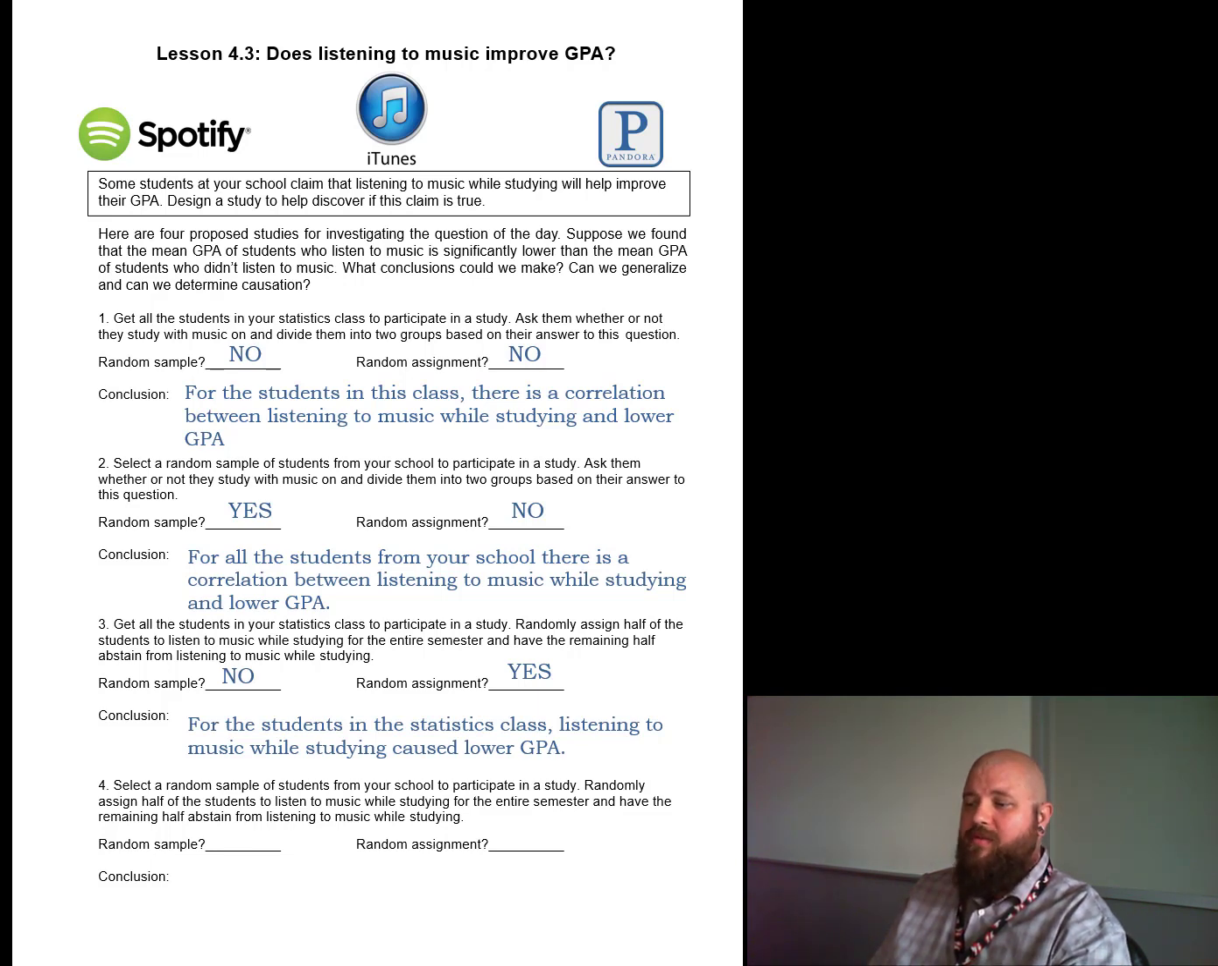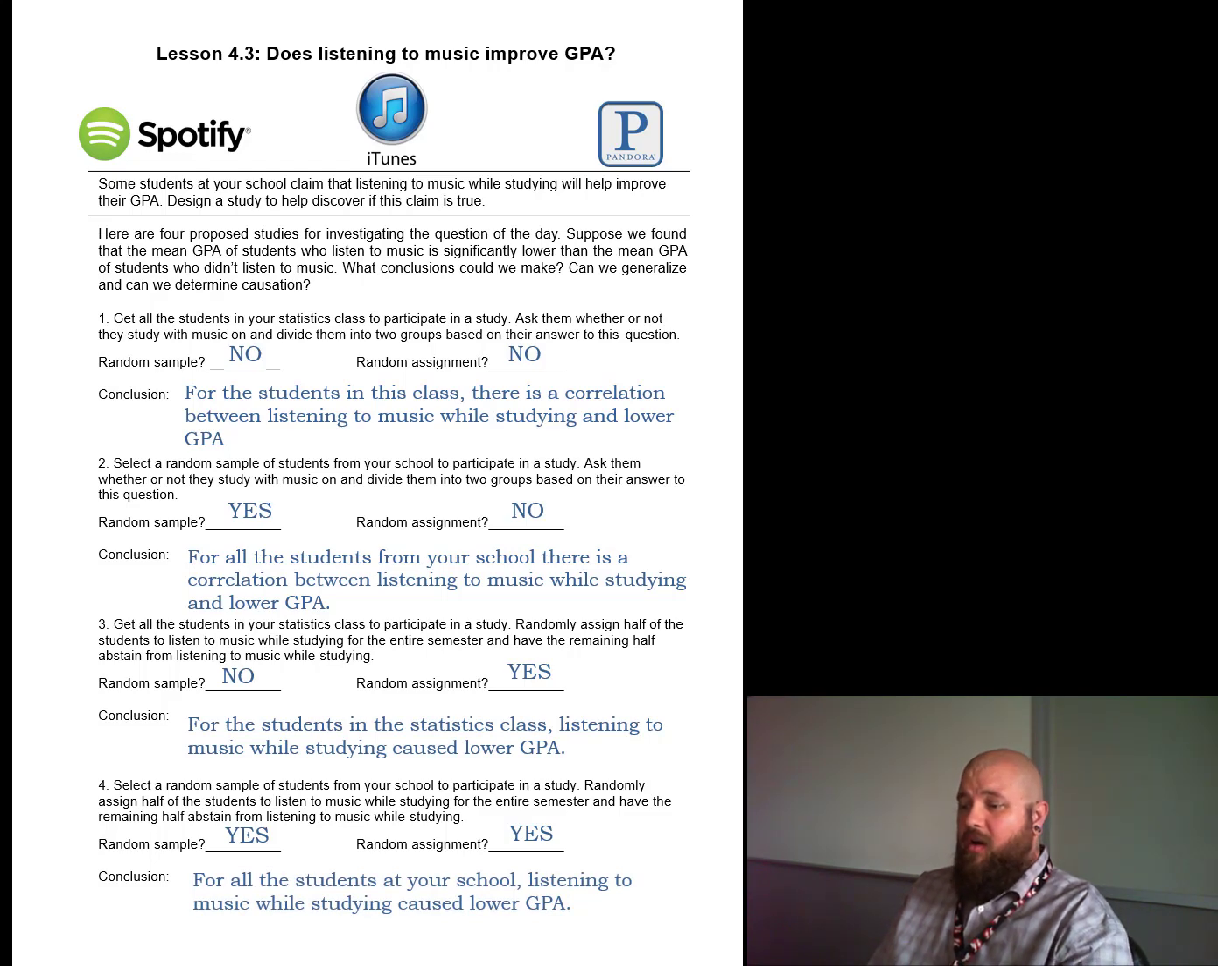On number 4, select a random sample of students from your school to participate in the study. So, a random sample of students. Randomly assign half of the students to listen to music while studying for the entire semester, and the remaining half to abstain from listening to music while studying. So right there, we took a random sample and then we randomly assigned them to either listen to music or not. So yes, we got a random sample, and yes, we had random assignment. For a conclusion with that, for all the students at your school, listening to music while studying causes lower GPA. So in that end statement, we could say that yes, for the students at our school, that was a cause for a lower GPA.